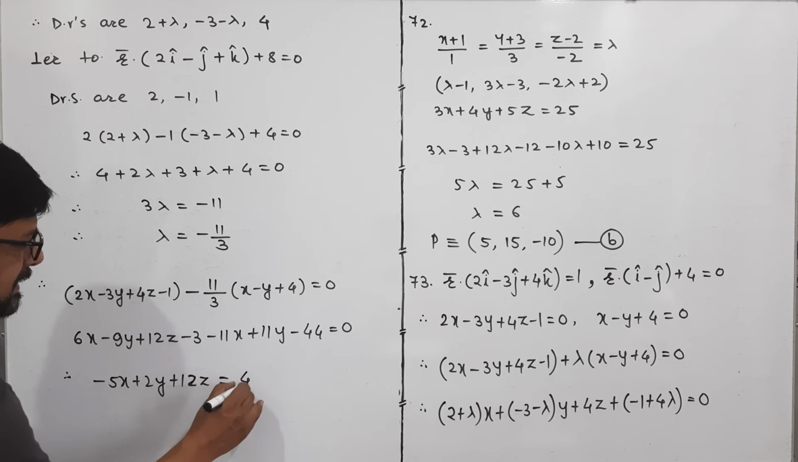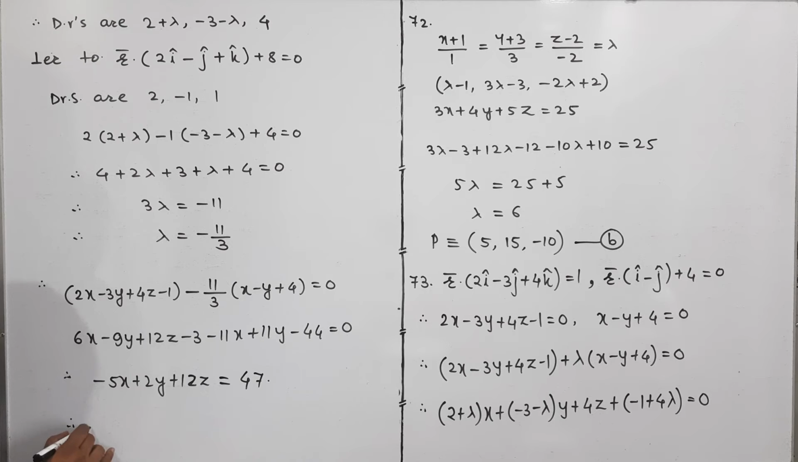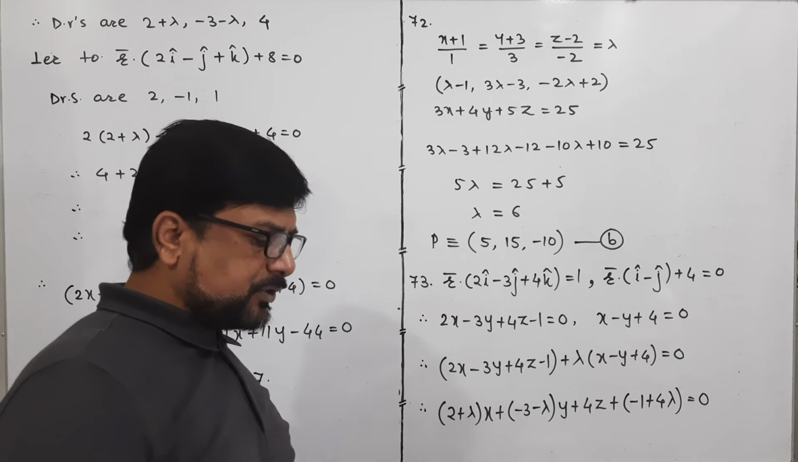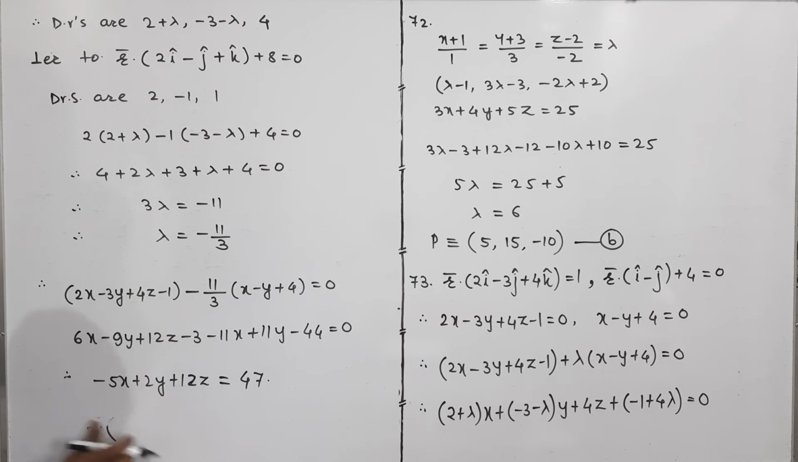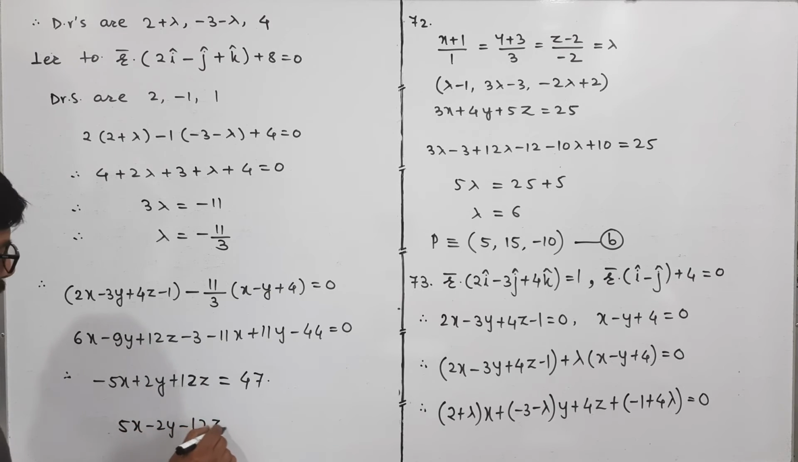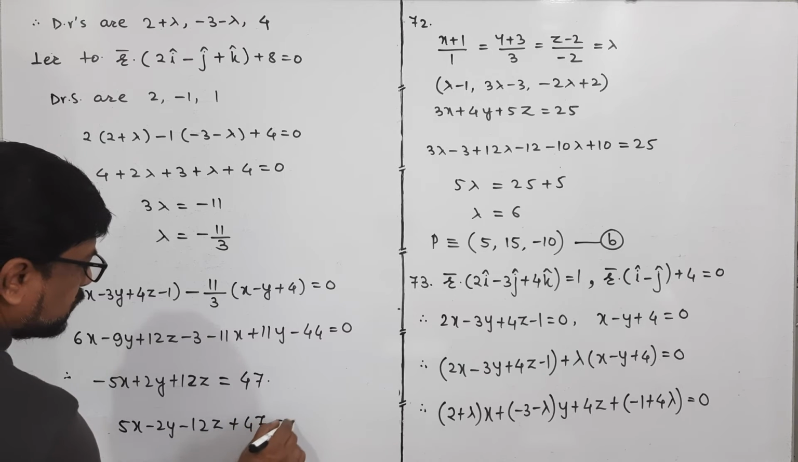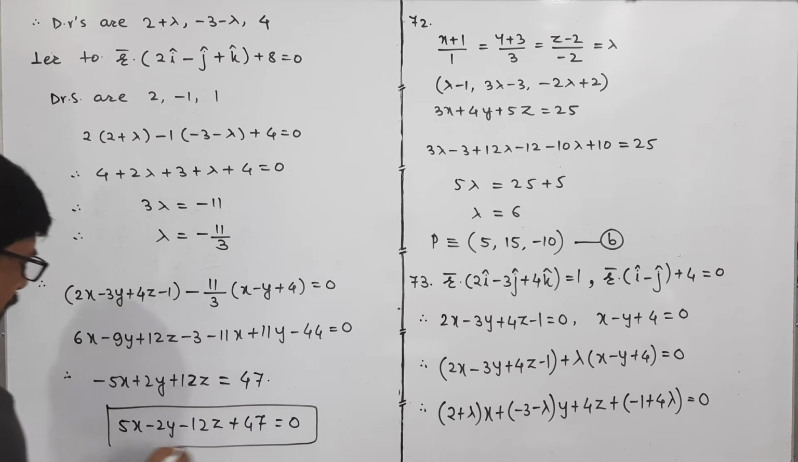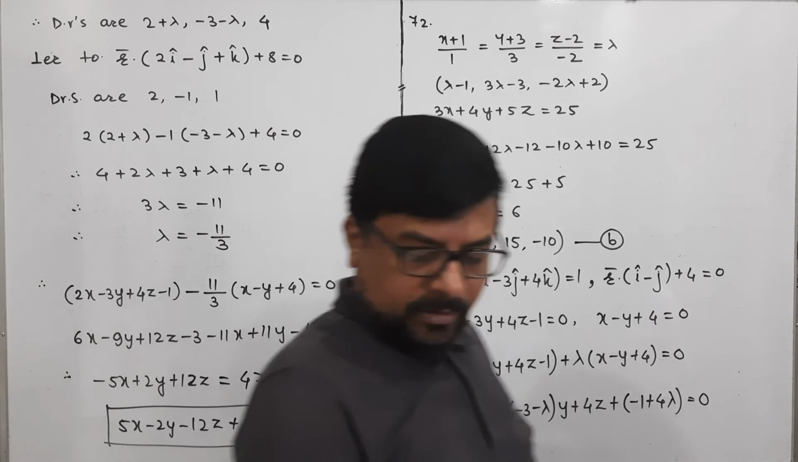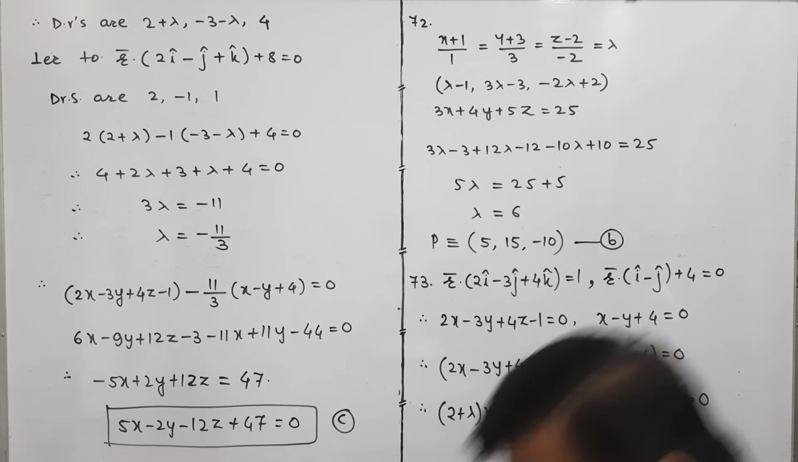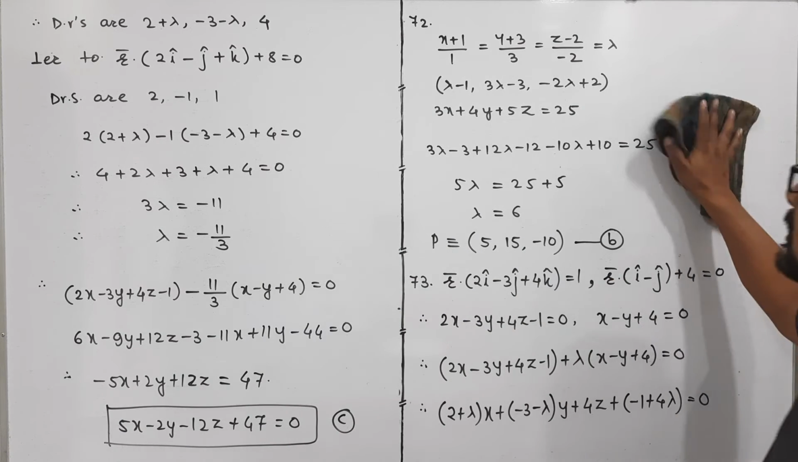is equal to 47. Therefore, we can say that r vector dot, now minus 5i plus 2j, so let us check the options once, which form is there. It is in the form of Cartesian. It is 5x minus 2y minus 12z is equal to minus 47, means plus 47 is equal to 0. Check out the options. Which option is correct here? Option C is your correct option. Remember the procedure to solve the examples. Remember the procedure to solve examples well.